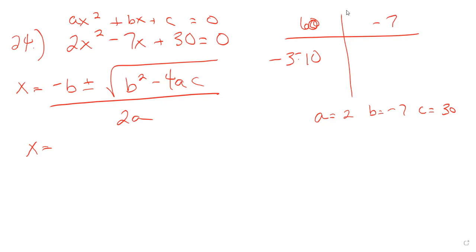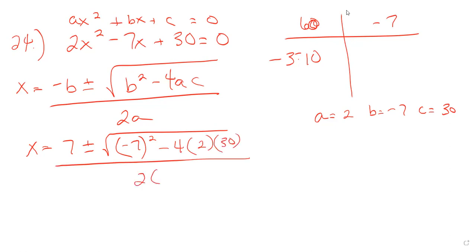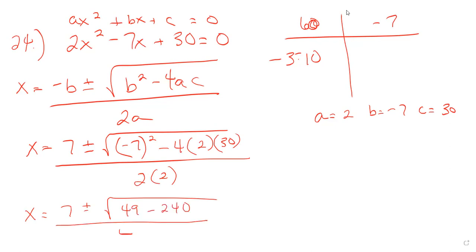Okay, negative b. So the opposite of negative 7 is positive 7. Plus or minus the square root of b squared, so negative 7. Notice I put that in parentheses because the negative is going to be squared as well. Minus 4 times 2 times 30 all over 2 times 2. So we get x equals 7 plus or minus the square root of 49 minus 240 over 4.